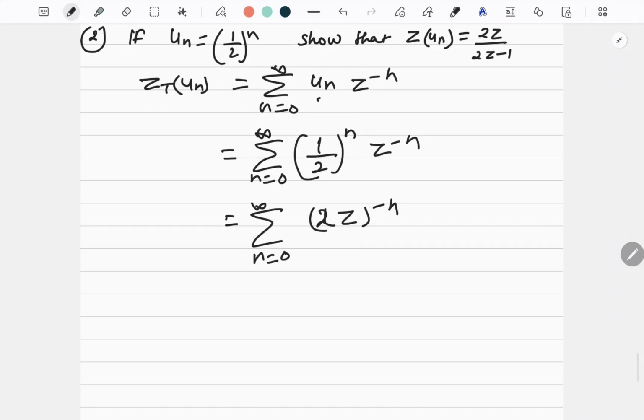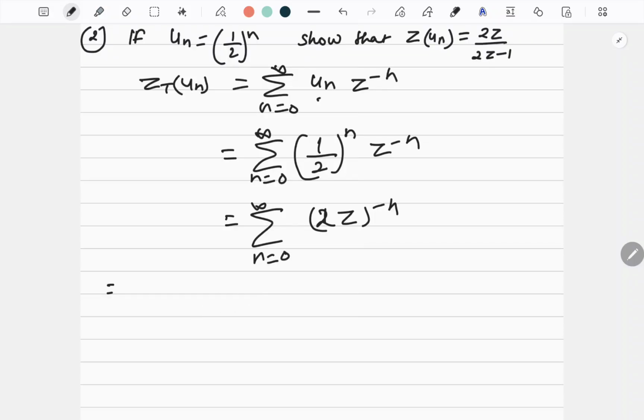If you open this, what will happen? When you put 0, it is 1. Then 1 by 2z to the power n, and I am putting 1. So 1, right? And it is negative also, so minus will come here. Okay, wait, I'll rewrite this.